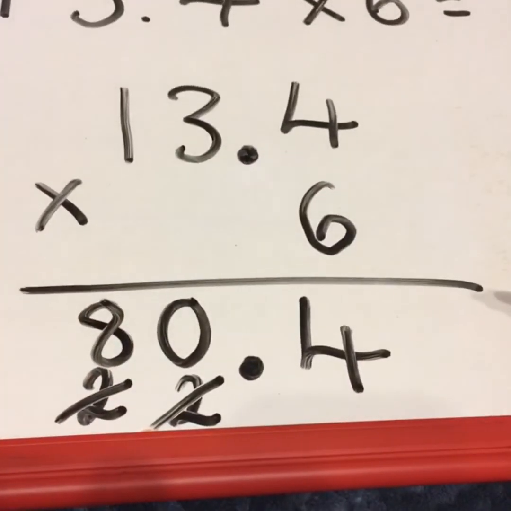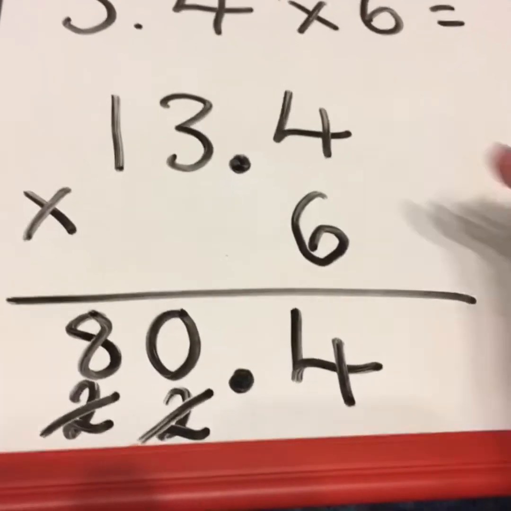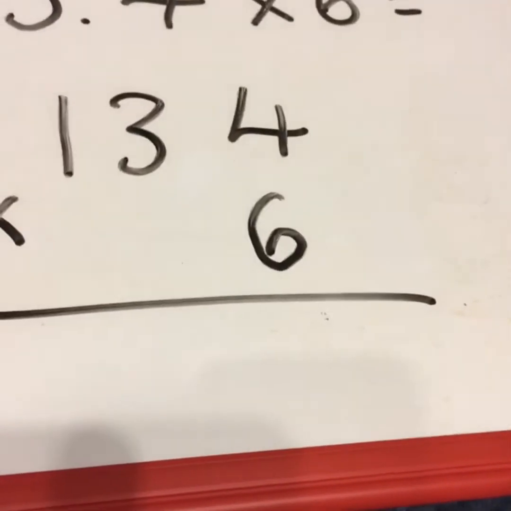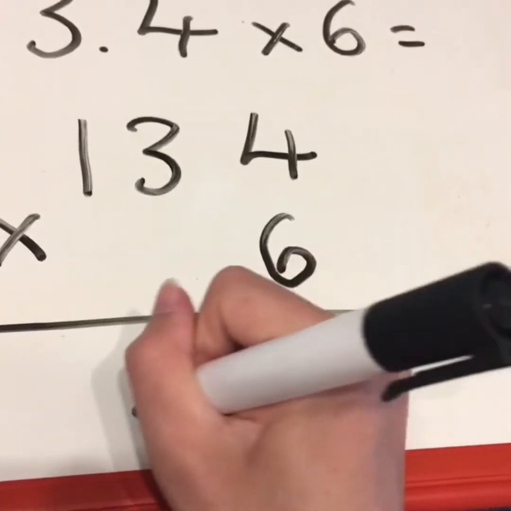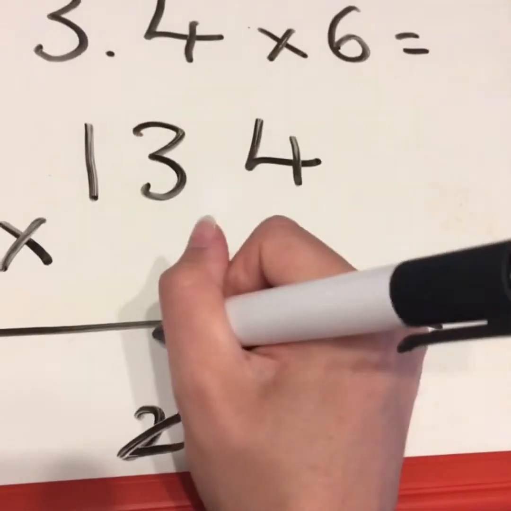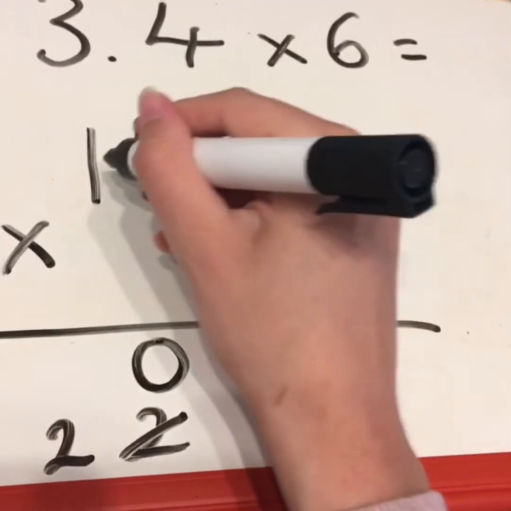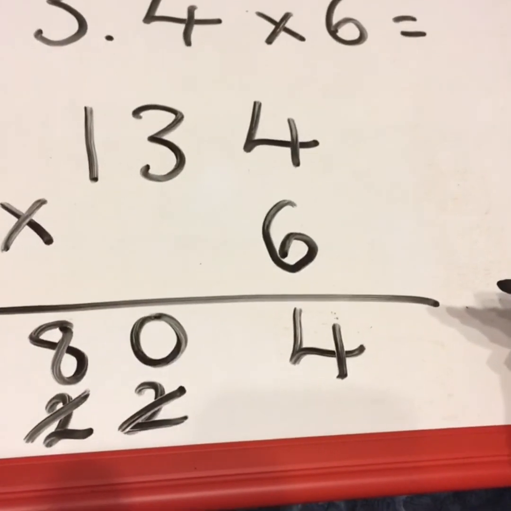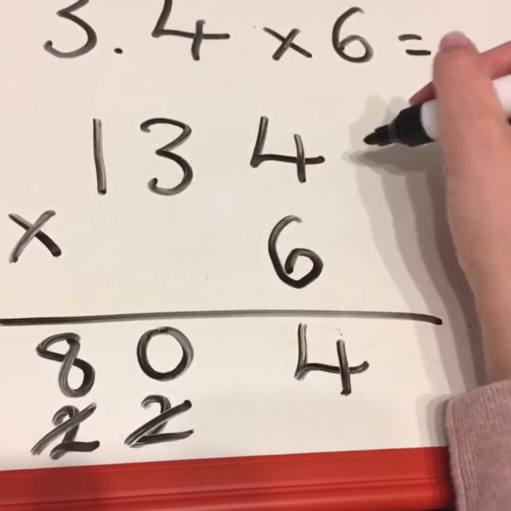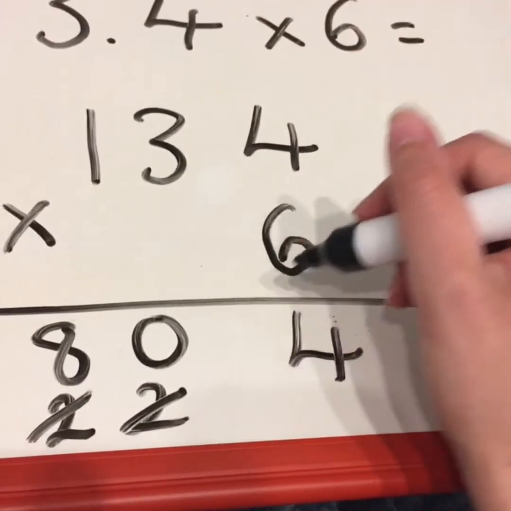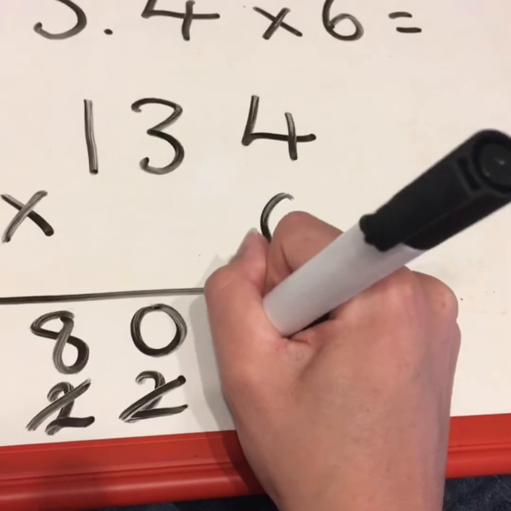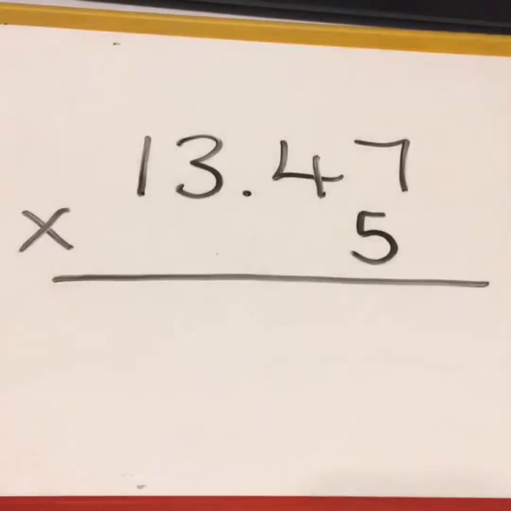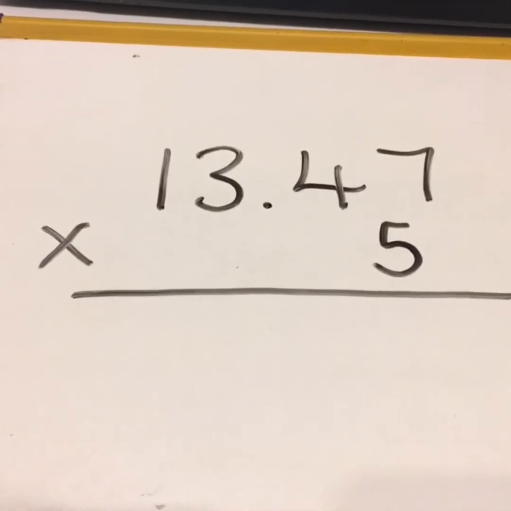6 times 1 is 6, add 2 is 8. This would be 80.4. If you did this without the decimal point and did 4 times 6 is 24, 6 times 3 is 18, add 2 is 20, 6 times 1 is 6, add 2 would be 8. Hopefully you can see it's exactly the same numbers. I times it by 10 to get rid of that decimal point. So now I need to divide this number by 10. Exactly the same answer.